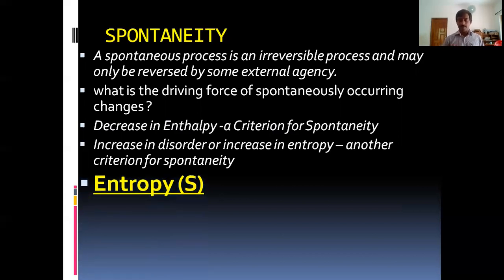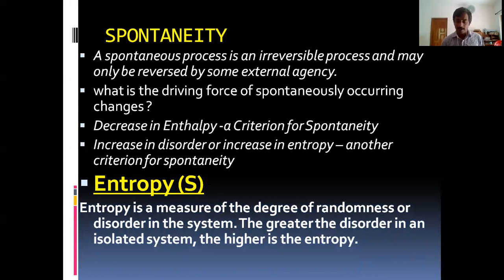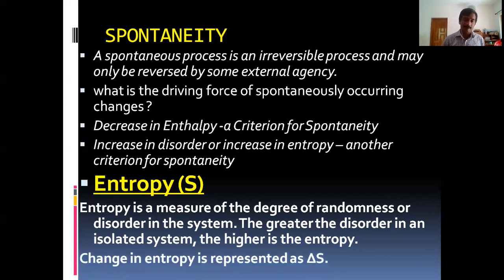Entropy is denoted by the symbol S. And what is entropy? Entropy is the measure of disorder or randomness. Entropy is a measure of the degree of randomness or disorder in the system. The greater the disorder in an isolated system, the higher is the entropy. And the change in entropy is represented as delta S.